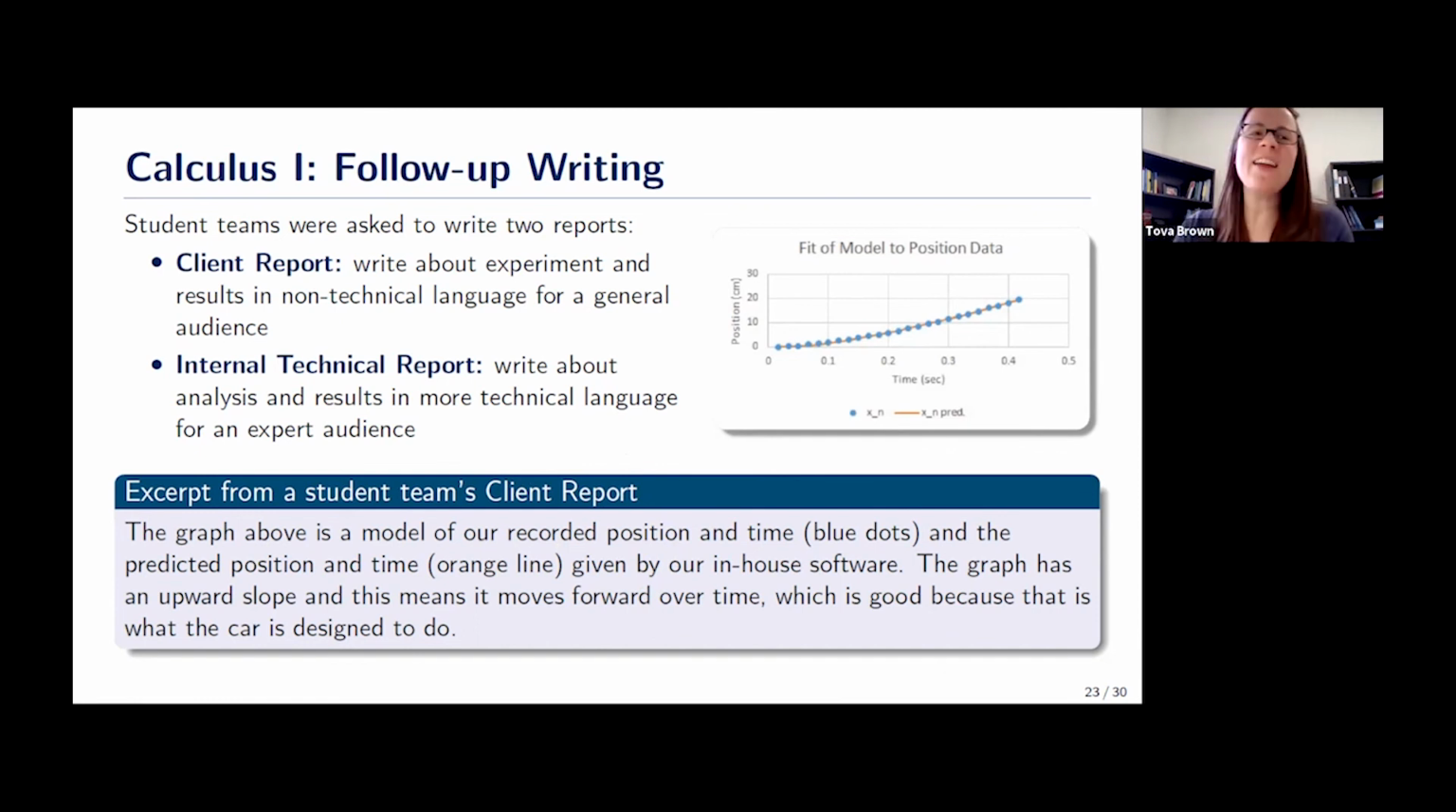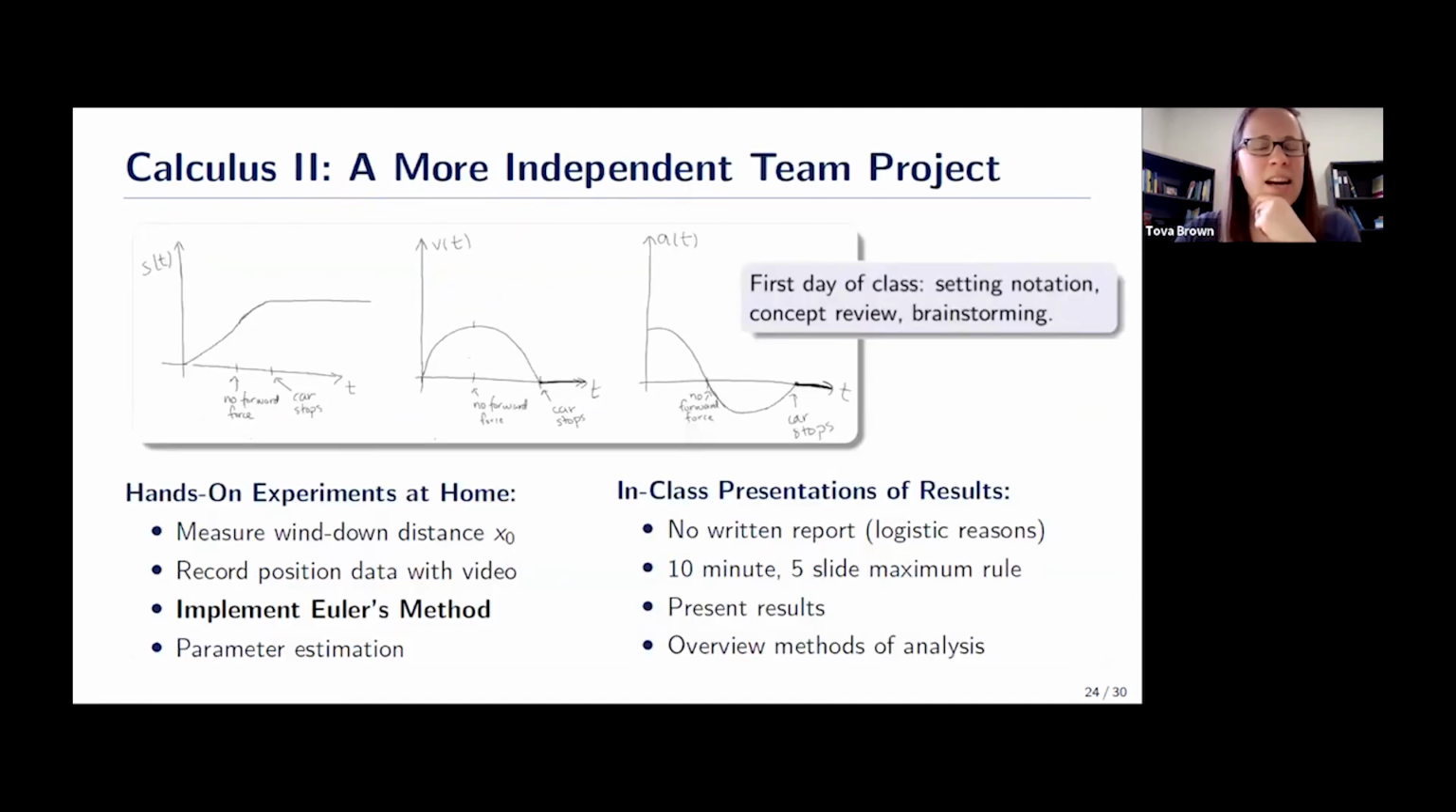But basically they were hitting the goals about writing about technical ideas. For example, they avoided the use of the word increasing, and instead they said the graph has an upward slope. What does that mean? Well, they put it in the applied context. That means the car moves forward over time. They put themselves in the client's shoes. That's a good thing, because that's what you designed the car to do. I think some of the groups really embraced that real world scenario or real world situation.